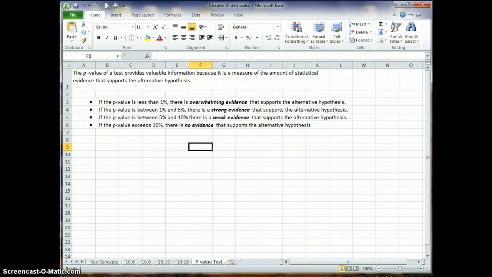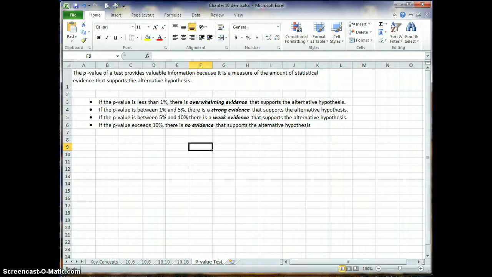So if you look at the bullet points, if the p-value is less than 1%, there's overwhelming evidence that supports the alternative hypothesis. If the p-value is between 1 and 5%, there's strong evidence. If the p-value is between 5 and 10%, then there's weak evidence that supports the alternative hypothesis. And if the p-value exceeds 10%, there's no evidence.